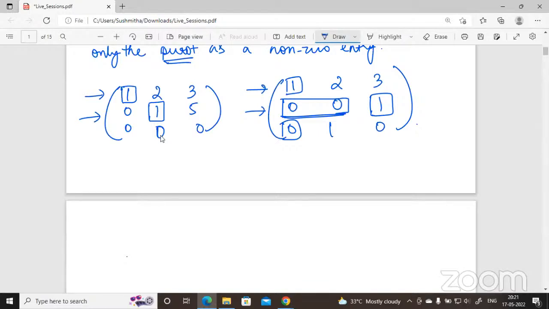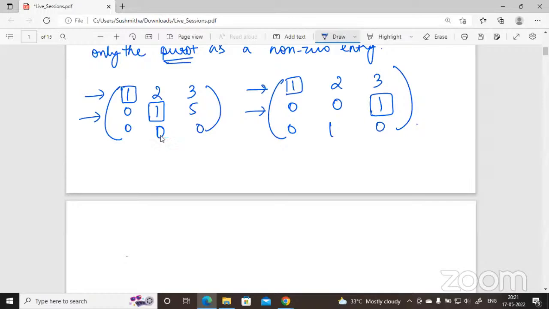Ma'am, I have a question. Is it possible that all matrices can be reduced to reduced row echelon form? Yes, every matrix can be converted into reduced row echelon form or row echelon form.